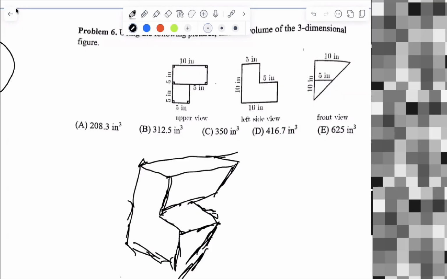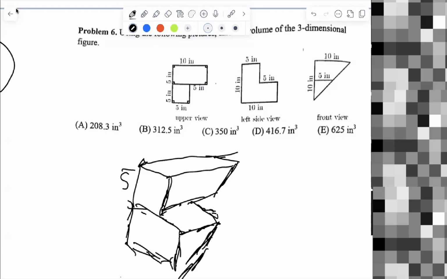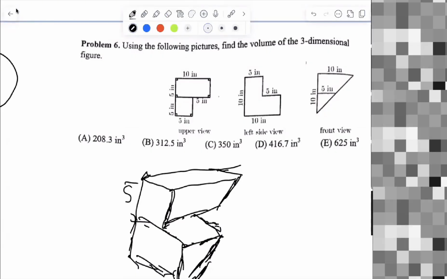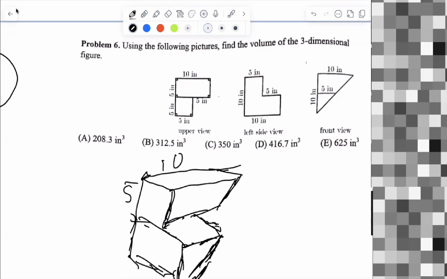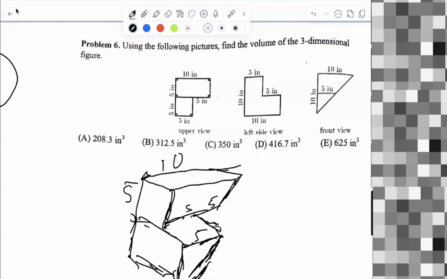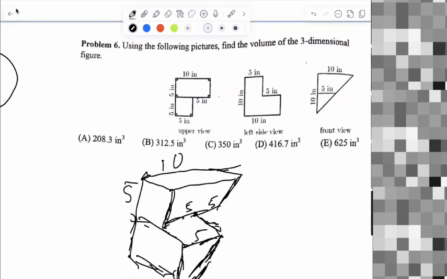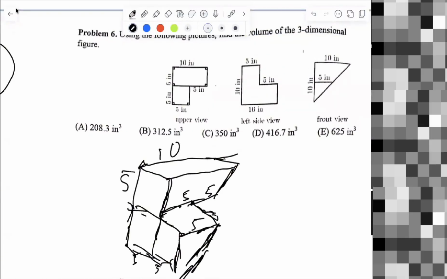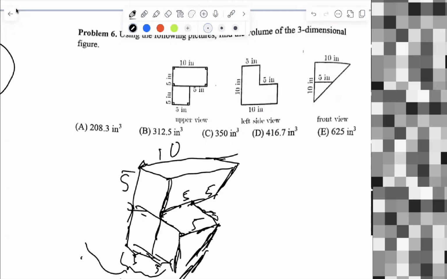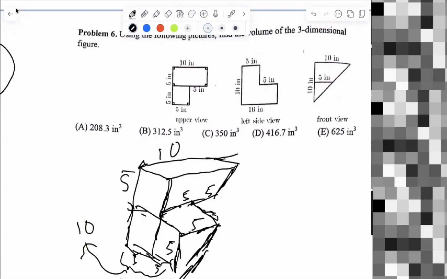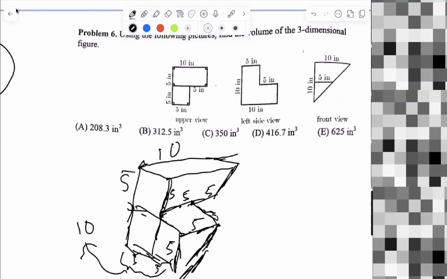Let me label this real quick. This is the 5 over here from the upper view. This is 5. This is 10. This is 5 also. This is 5. 5. So basically you can draw this down. This would be 5, also 5. So this entire bottom length is just 10. And we also know this is also 5. 5. A bunch of 5s.